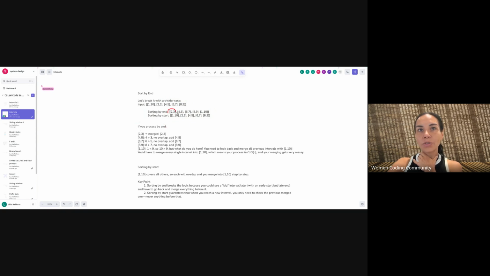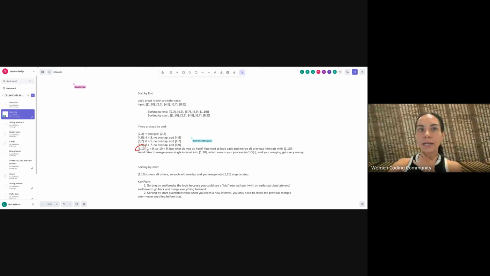So we take our 2 and 3. We're checking it with 4 and 5. It's not overlapping. We're moving on. Then we are taking 6 and 7. It's again not overlapping. We're putting them into the list as not overlapping. Then we find 8 and 9, and we're putting them in, and it is also not overlapping.